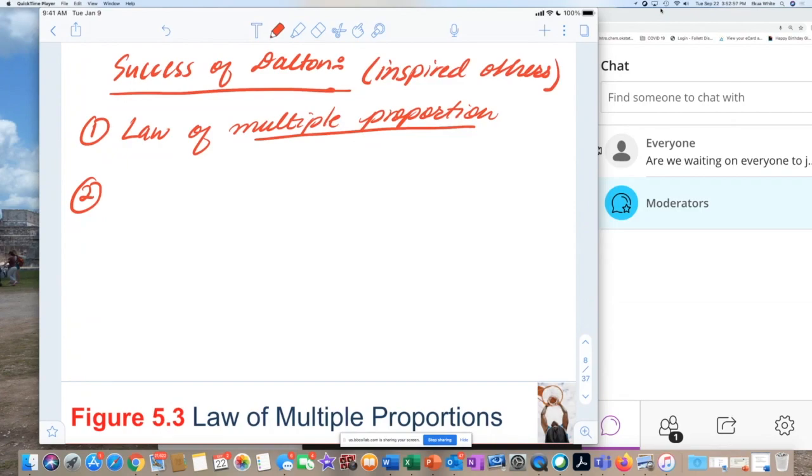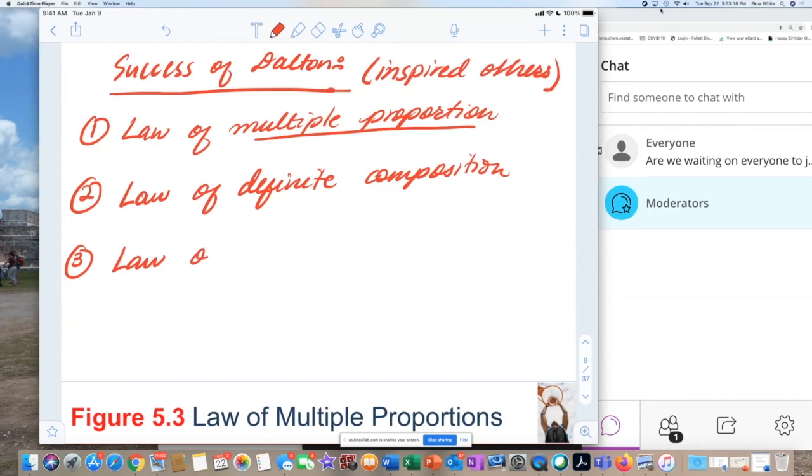Once again, his work inspired others. First thing, law of multiple proportion. Number two, we'll see law of definite composition, and then law of conservation of mass. So these three laws were inspired by Dalton. His work led to other scientists being able to come up with these three laws.